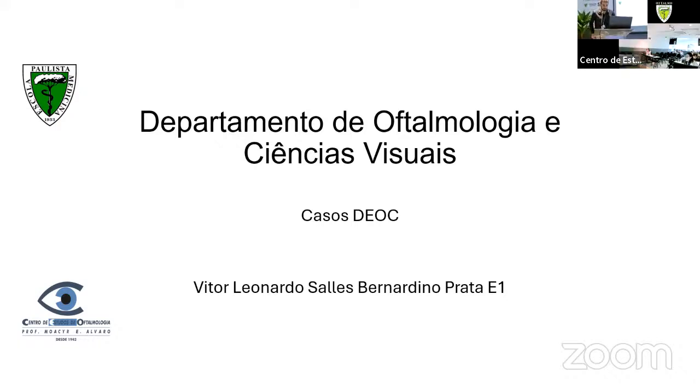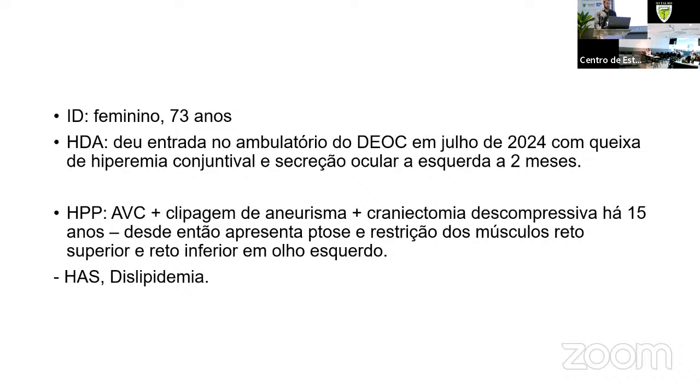Hello, my name is Vitor. I am a first year fellow of the Corneal and Ocular External Diseases Department here at Unifesp. I'm going to present a case. We have a female patient, 73 years old. We first had her in our department in July 2024, and she told us she had conjunctival hyperemia and ocular secretion in the left eye in the last 2 months.